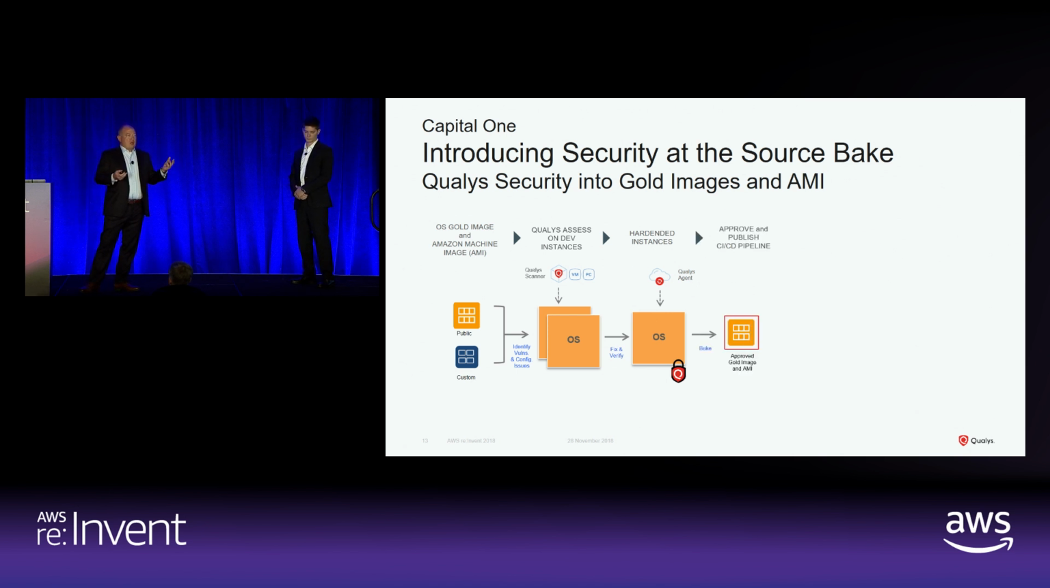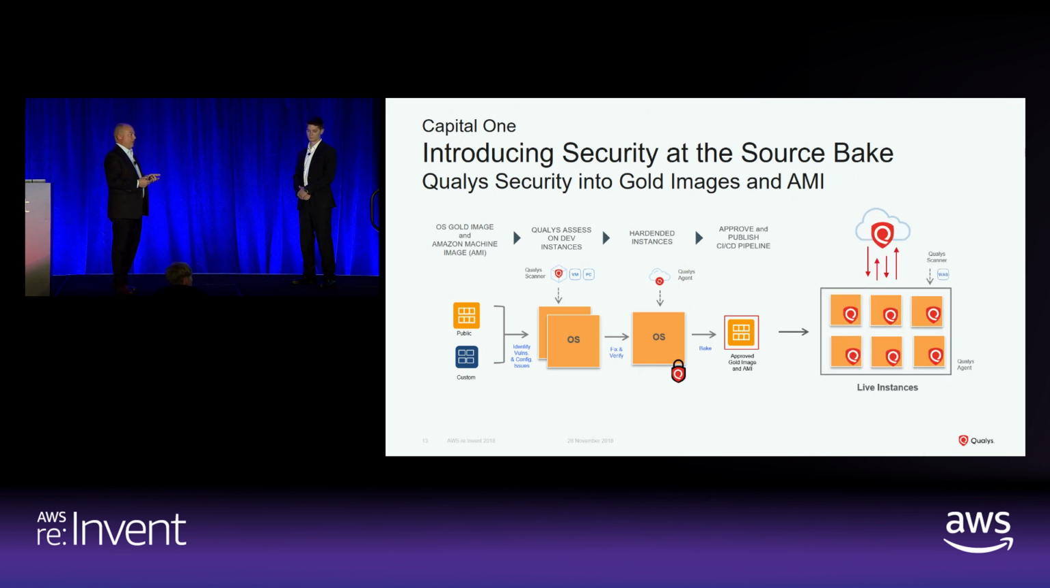So after these instances are hardened and approved, they're then deployed out to all of their AWS accounts. They can then use this to populate elastic environments, to deploy images to other dev teams, or deploy them in any way they see fit. So at that point, they're deploying pre-hardened, pre-configured instances that are compliant with all of their internal governance.